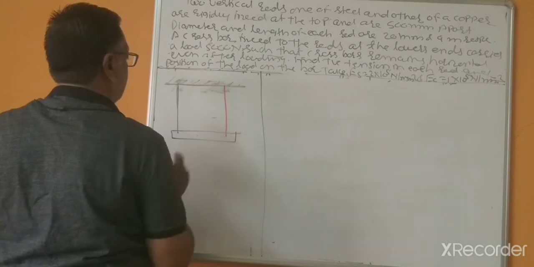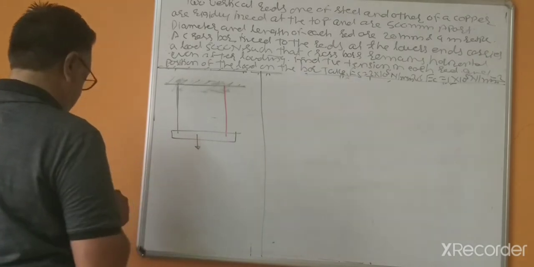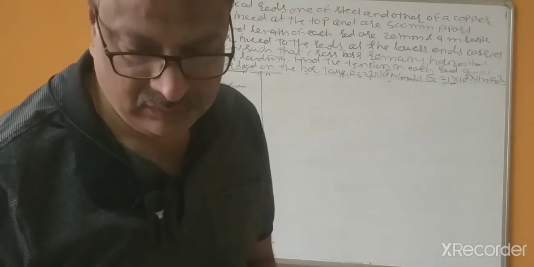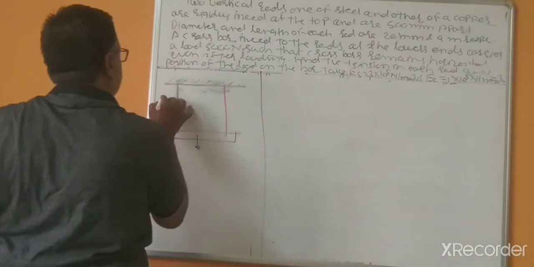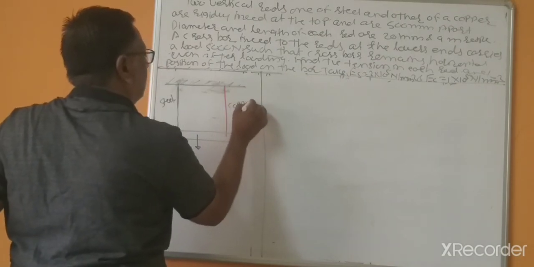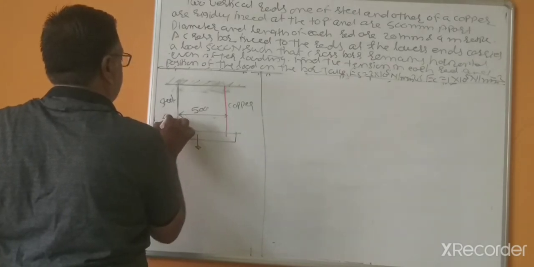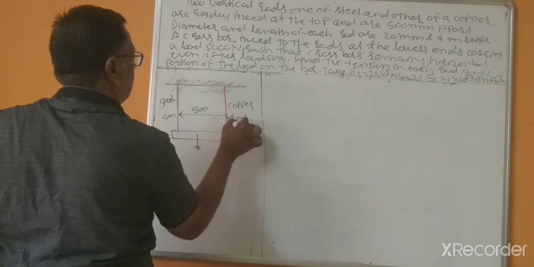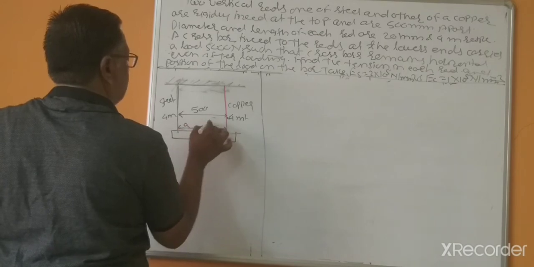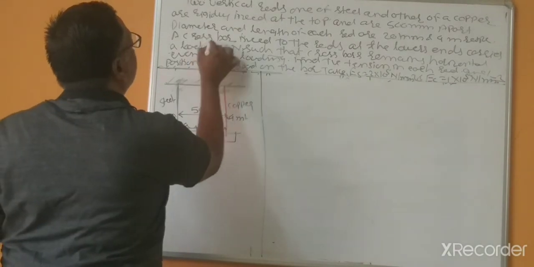Now, because of the load, this requires less elongation. This is steel, this is copper, this distance is 500, this is 4 meter, this is also 4 meter, and this distance we don't know. Suppose this is A distance and this is B distance. The total load now is 5,000 newtons.